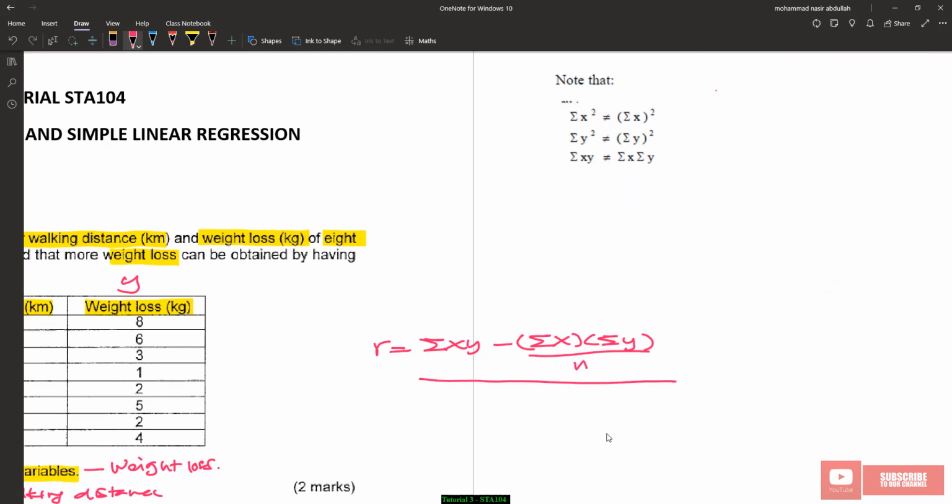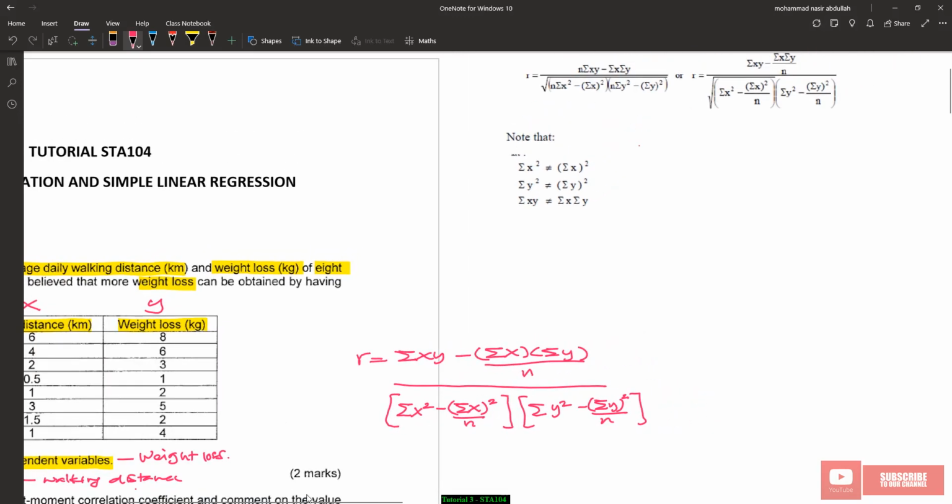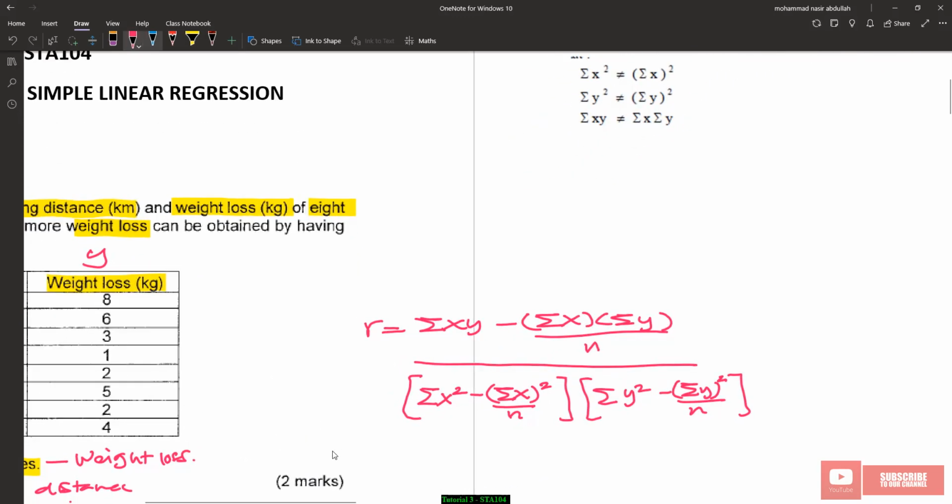And divided by, there are 2 parts at the bottom. The first part focuses on the x variable: summation of x squared minus summation of x, squared, divided by n. The second part is summation of y squared minus summation of y, squared, divided by n. Right? So you need summation of xy, summation of x, summation of y, and also summation of x squared and summation of y squared, and also n.